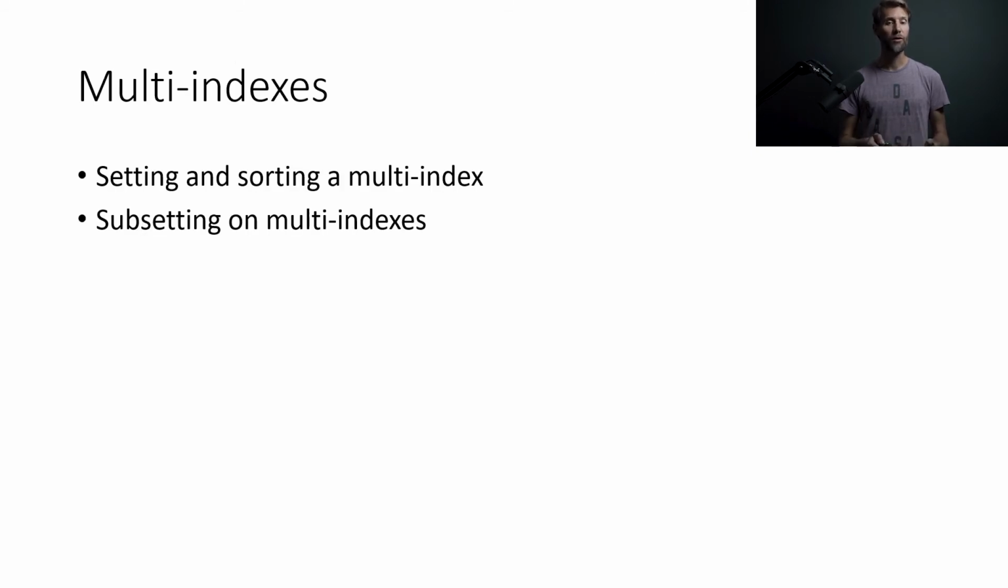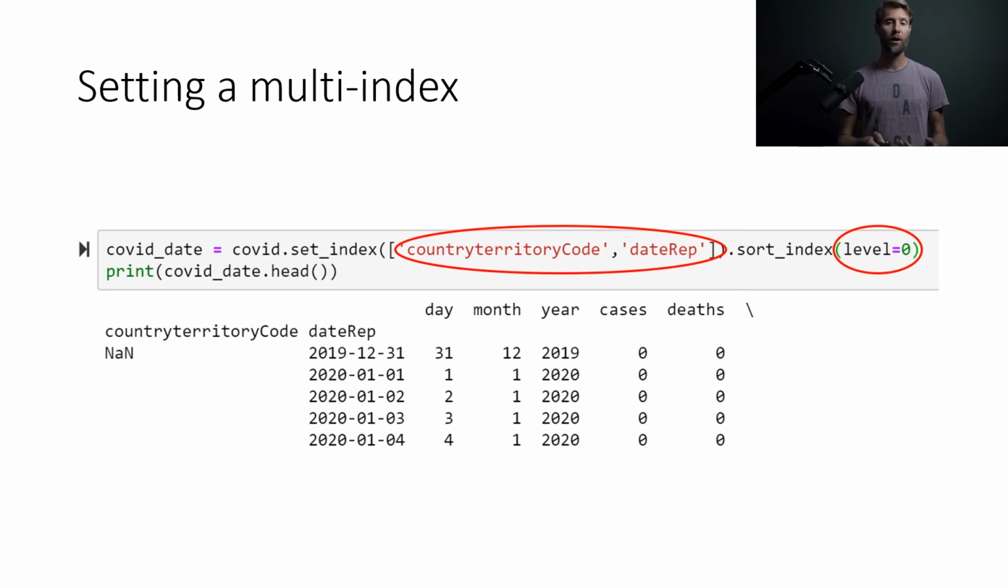Multi-indexes can be very useful. Let's find out how to set a multi-index and how to subset on multi-indexes. If we select multiple columns to be the index of the data frame, a multi-index data frame is created. In this example, the multi-index consists of the country and the date columns. When sorting the index, we apply the level parameter to sort on the first column of the index. In this case, that's the country column.